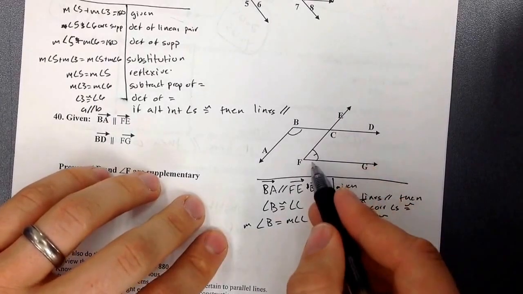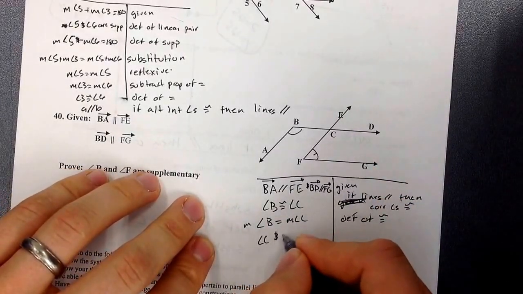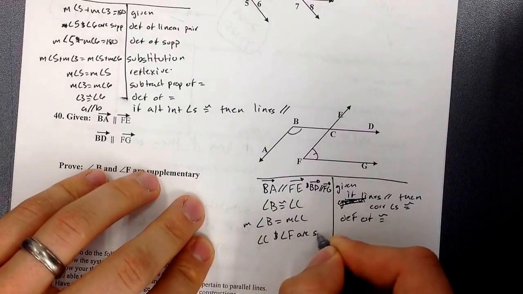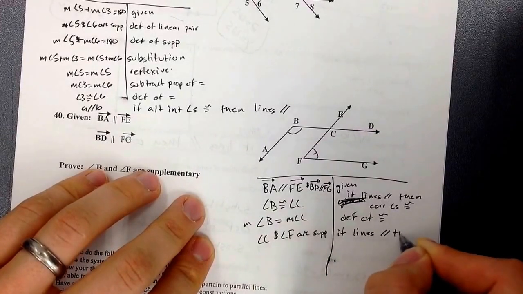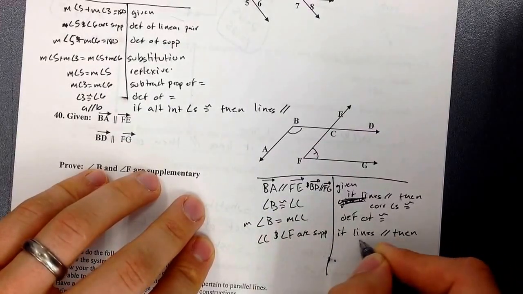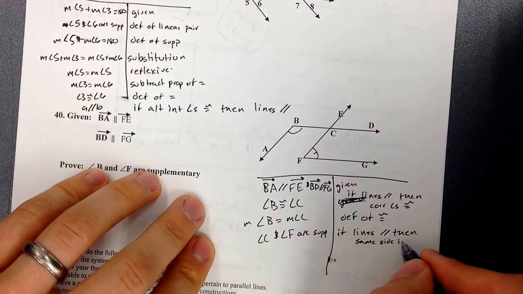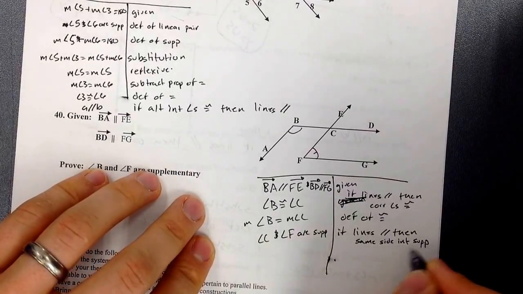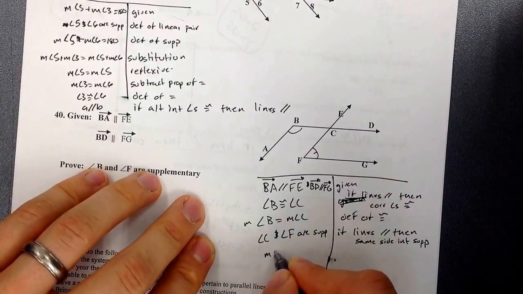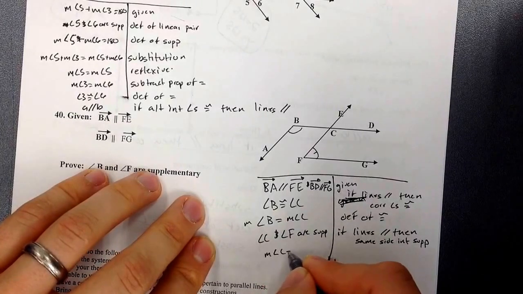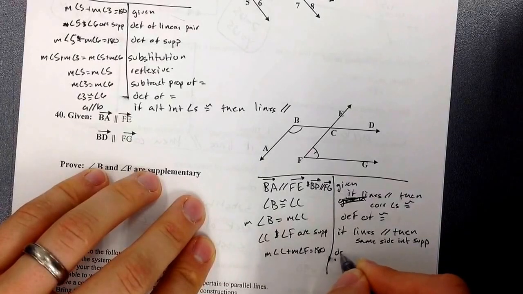Then I'm going to say C and F are supplementary. If my lines are parallel, then my same side interiors are supplementary. Now I'm going to get myself an equation I can work with. So the measure of angle C plus the measure of angle F is 180. Definition of supplementary.